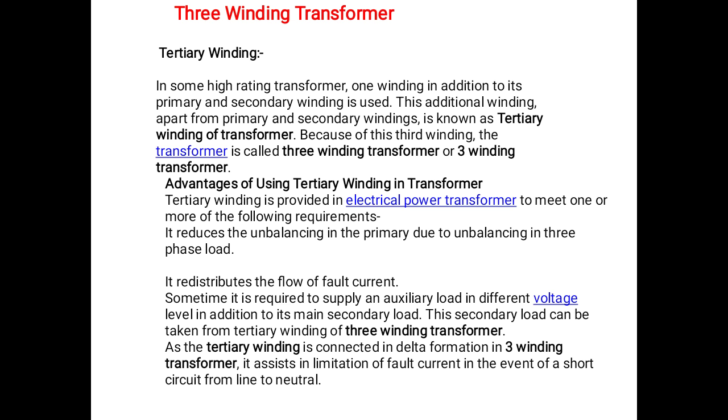It means a transformer sometimes requires auxiliary supply to the load. So this auxiliary supply to the load can be provided by the tertiary winding of the transformer. This load may be at a different voltage level from the secondary of the transformer.